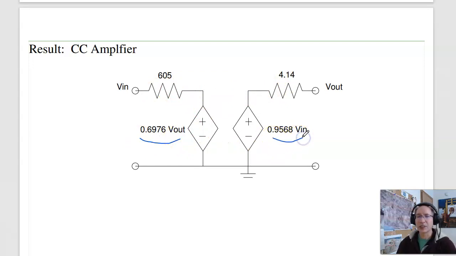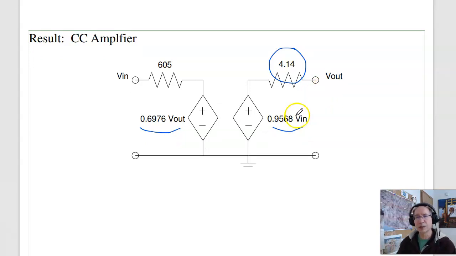And here's the output gain. What's special about the common collector amplifier is this has a low output impedance. If I ever want to have a low output impedance, that'd be the common collector. That's useful for doing things like driving an 8-ohm speaker.